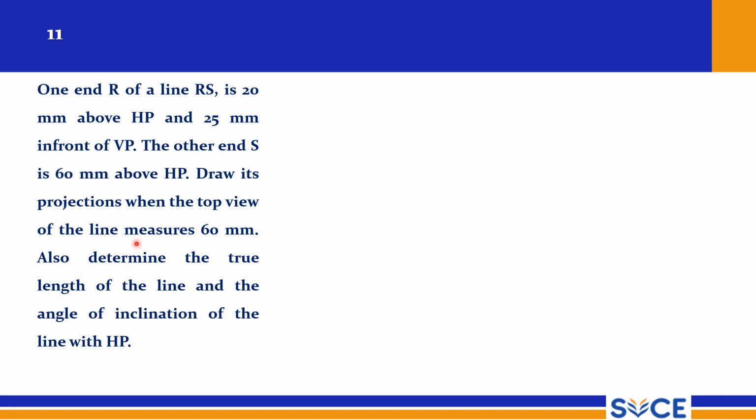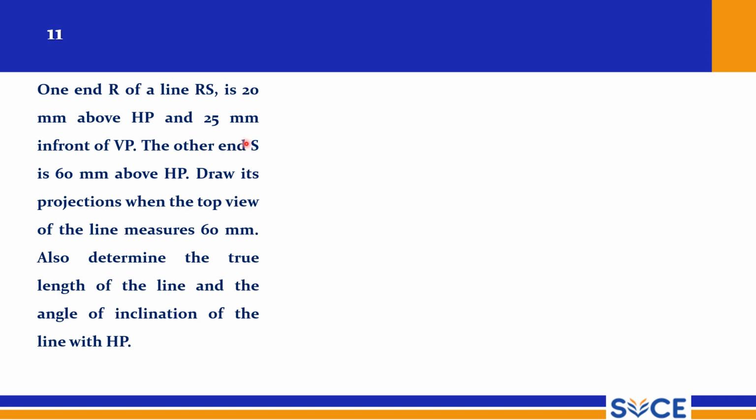So parallel to VP, the top view length, that is nothing but the length AB, smaller case ab length, is 60 mm. Also determine the true length of the line and angle of inclination of the line with HP. That is very simple, and it is also of the last type only. Here no true length is given, so you have to find the true length from the 60 mm top view, but the ends of the line in front view are both given here.